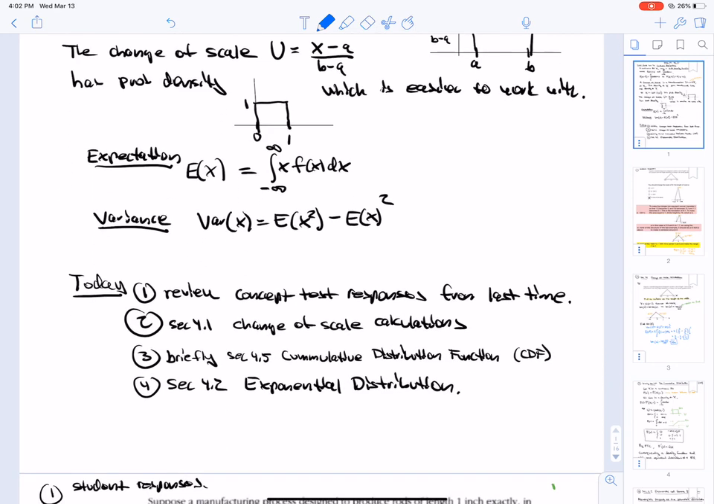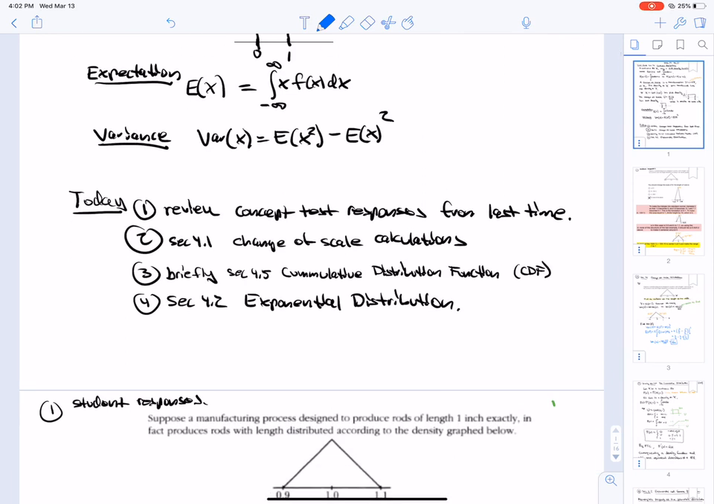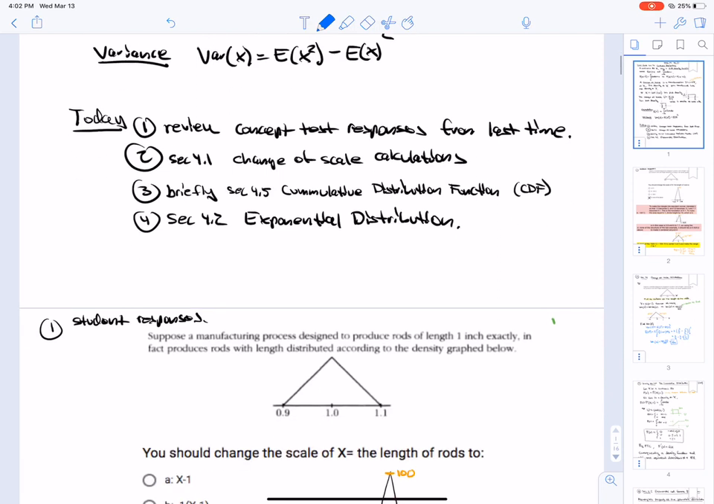So today we're going to review the concept test responses from last time, section 4.1 on change of scale calculations, and we'll briefly introduce the CDF as well as start section 4.2 on the exponential distribution.